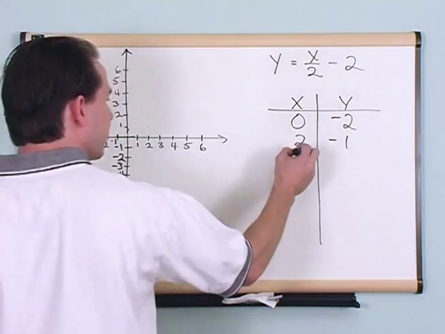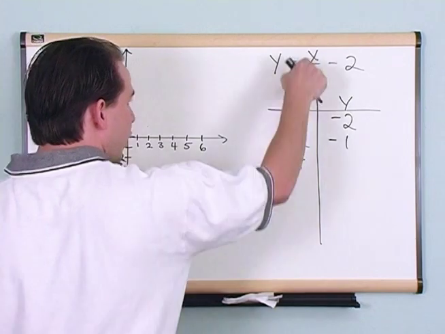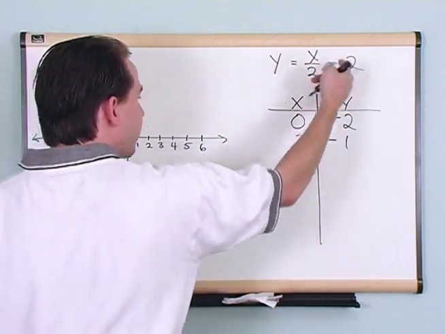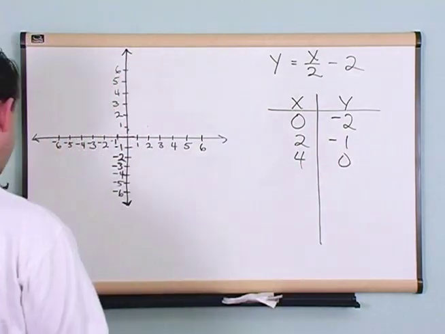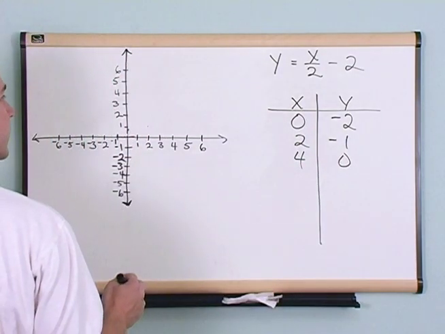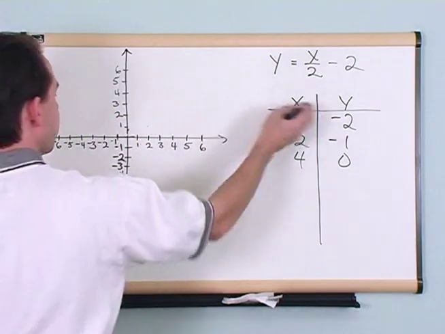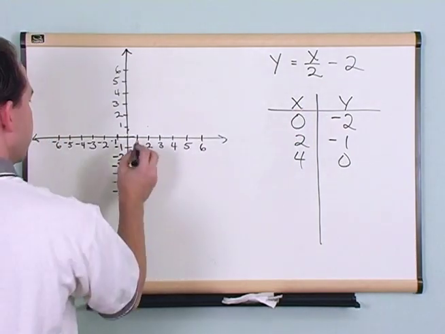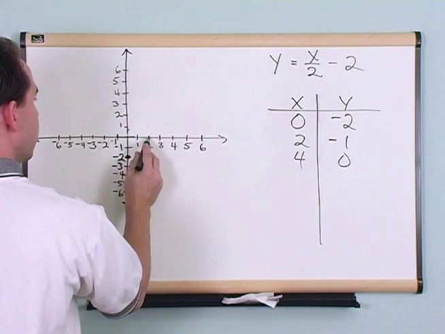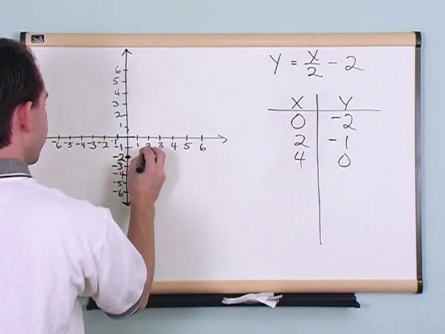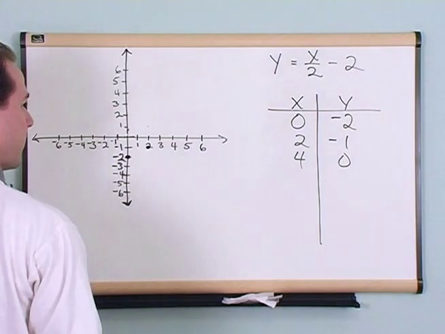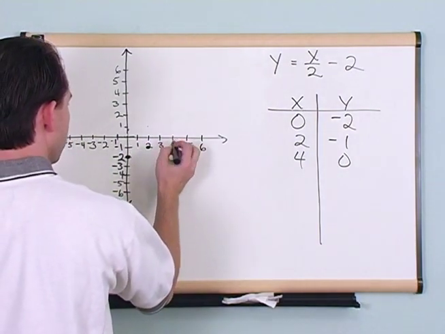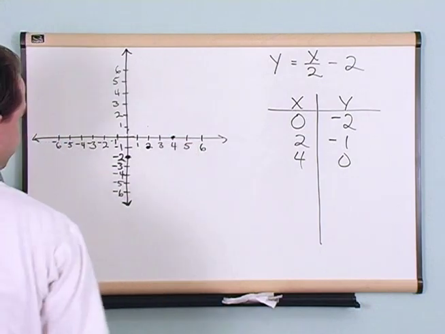Okay? And again, I'm going to be smart and pick 4 because I know that 4 divided by 2 is 2, and then 2 minus 2 is 0. Okay, so let's plot that guy. (0, -2) is right here. (2, -1) is somewhere right here. (4, 0), 1, 2, 3, 4, comma 0, is right here.